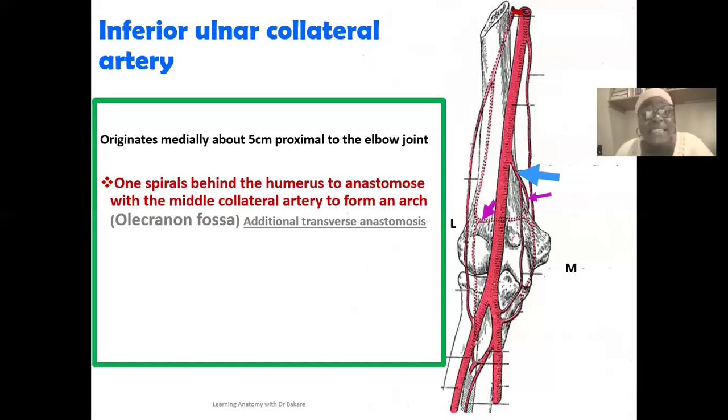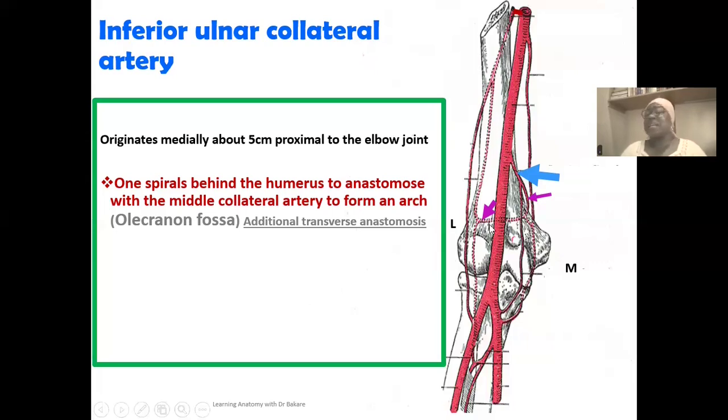Remember, we highlighted when we started this lecture that we have 4 key points where anastomoses are created, with an additional transverse anastomosis. So this transverse anastomosis occurs between the spiral branch of the inferior ulnar collateral artery that is seen to spiral around behind the humerus to meet with the middle collateral artery. So at this point, just around the region where we have the olecranon fossa, it is seen to be creating a transverse anastomosis around this region.